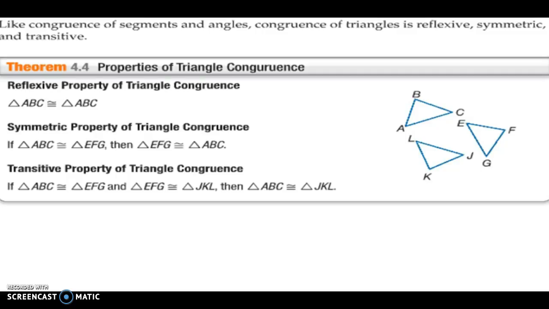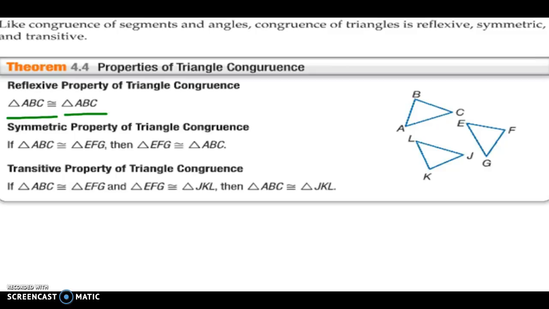Theorem 4.4, the last thing we're going to look at. It says properties of triangle congruence. So first off, if you have a triangle ABC, it's obviously going to be congruent to itself, ABC. That's the reflexive property of triangle congruence. Just like there was a reflexive property of angle congruence, there's the same with triangles.